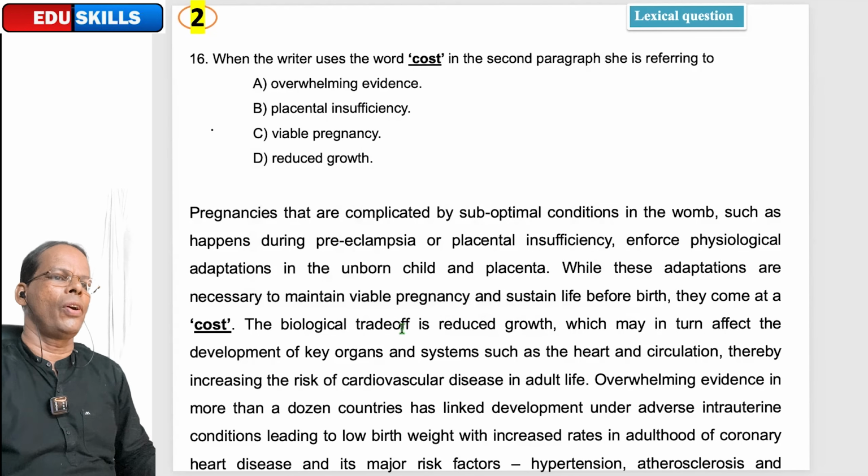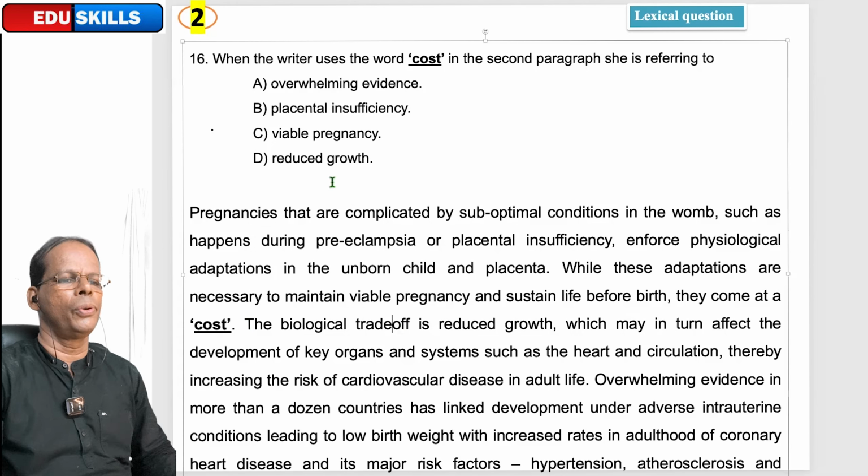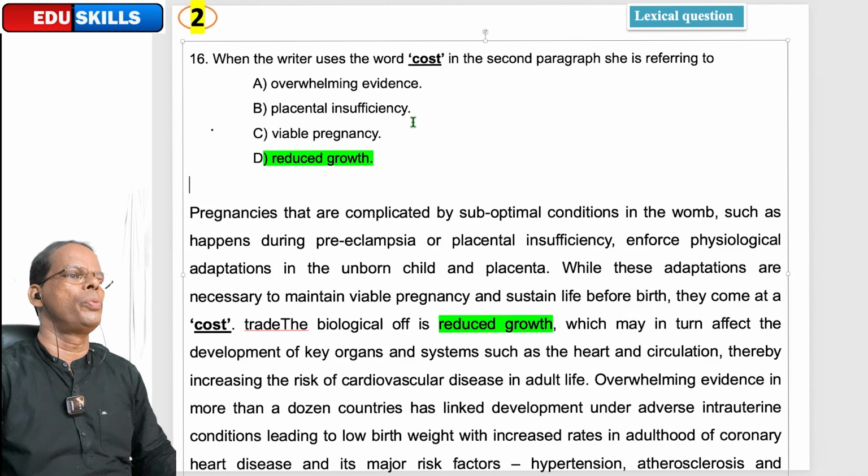Now cost, immediately where you have to go? Yes, after the highlighted word. So, after the highlighted word you have the trade-off is reduced growth. Reduced growth is given, which is option? Yes, so that easy it is.